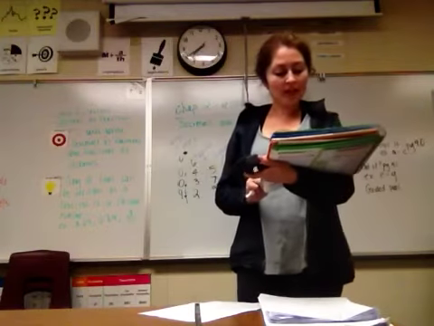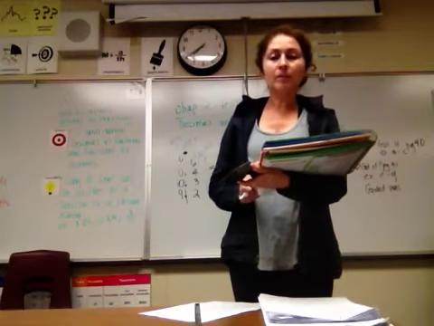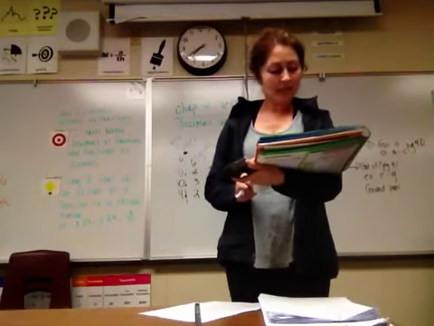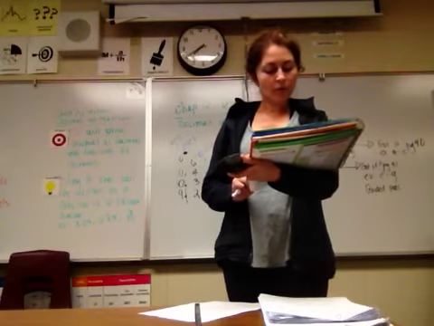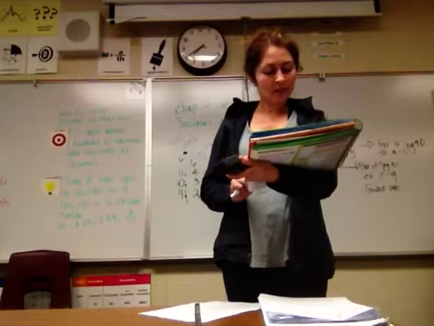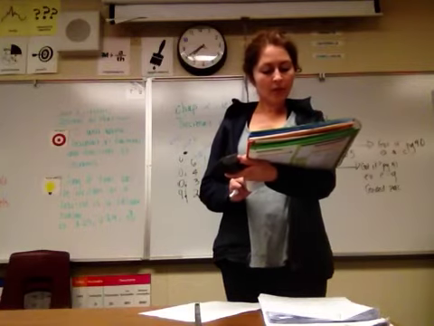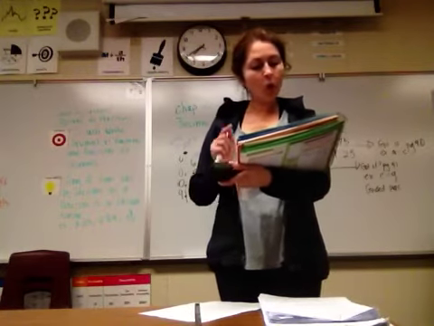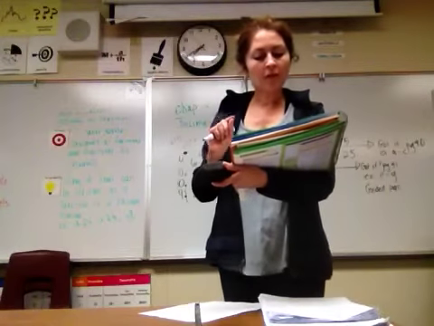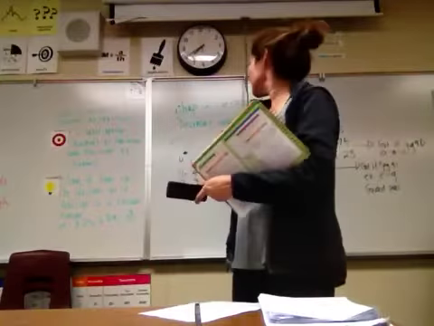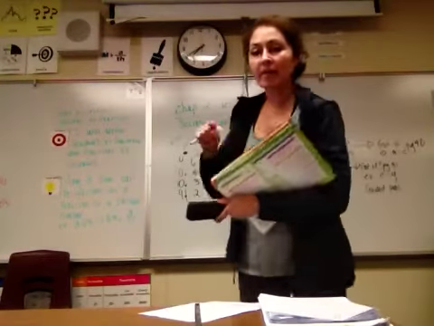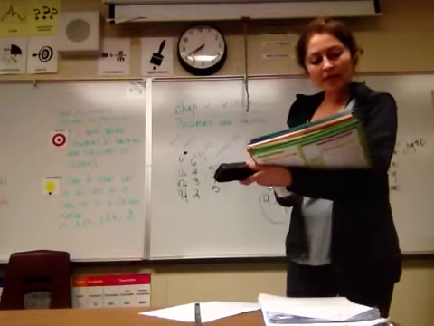Okay, so now the answers. Letter E is 0.6. Letter F is 0.56. And letter G is 0.408. Oh, I'm sorry, you're supposed to do D. D is 4 and 13/20. Sorry, I got ahead of myself. Now we're going to do the next example.